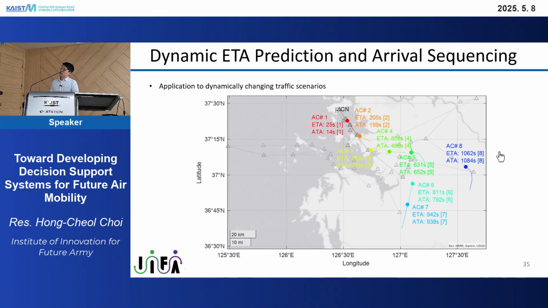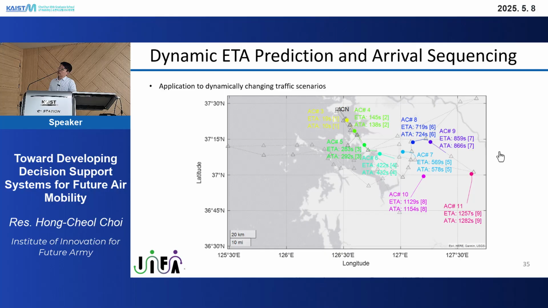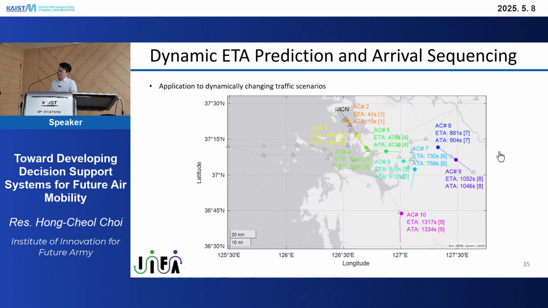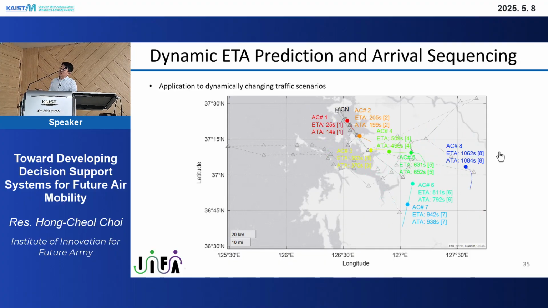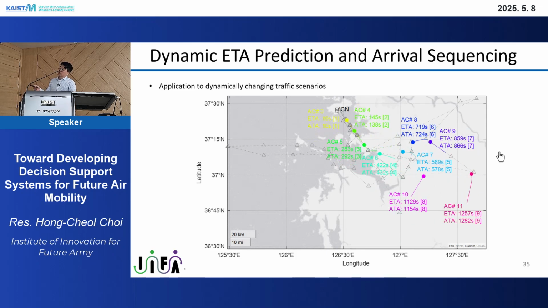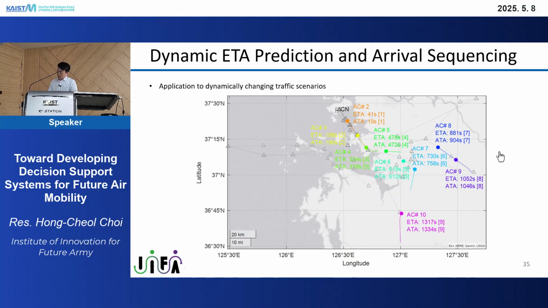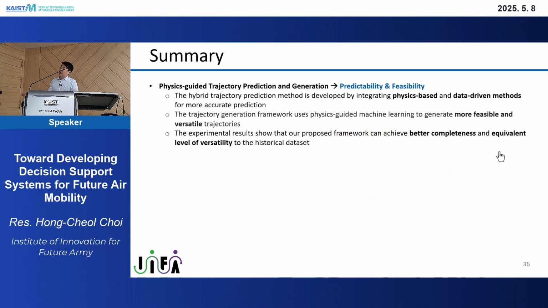And here are some dynamic cases. Multiple aircraft come in, some aircraft land, and new aircraft keep coming into the airspace. Then the ETA prediction and arrival sequencing are exactly the same as the actual decisions by air traffic controllers. And yeah, this is for my presentation, and this is the summary.